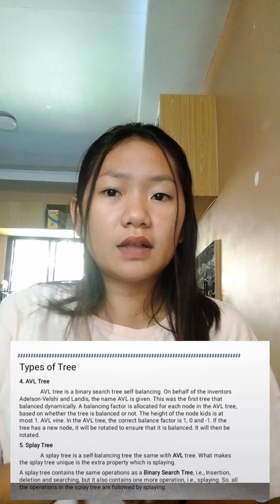Next, lastly, we have a splay tree. What is a splay tree? A splay tree is a self-balancing tree, at the same time like an AVL tree. What makes the splay tree unique is the extra property, which is splaying. Why? Because a splay tree contains the same operations as a binary search tree: insertion, deletion, and searching. But it also contains one more operation, which is splaying. So all the operations of the splay tree are followed by a splaying.